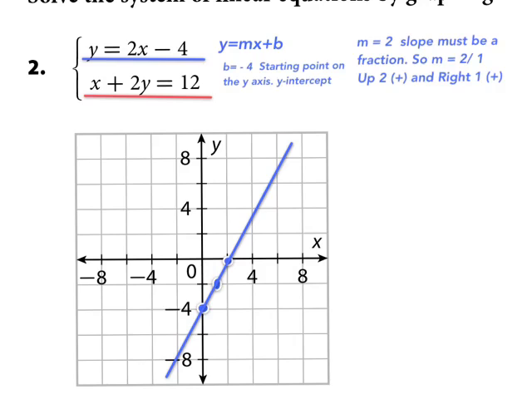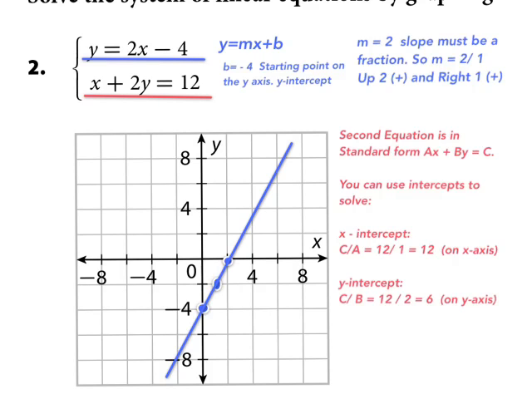Now let's go work on the red line. The red line is not in slope-intercept form. It is not in the y equals mx plus b form, but it is in standard form. Since it is in standard form, we can use intercepts to graph, which would be just 2 points. So the first intercept is your x-intercept.